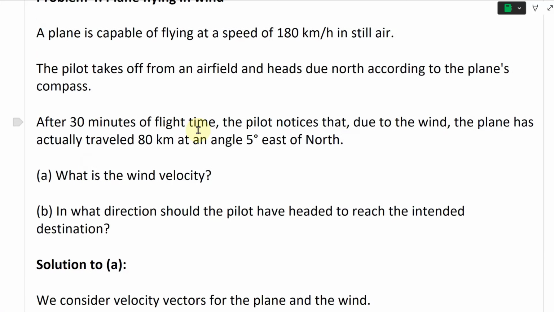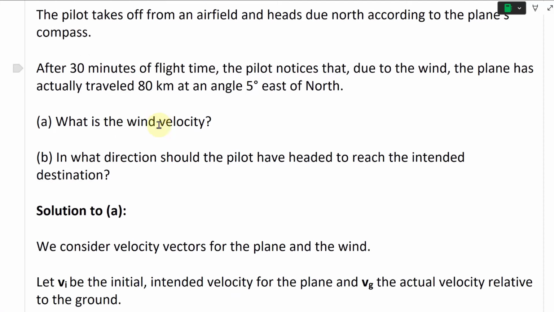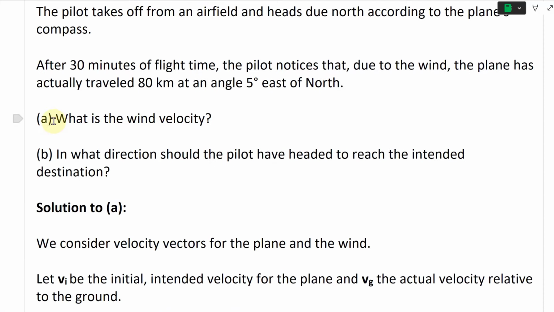After 30 minutes of flight time, the pilot notices that due to the wind, the plane has actually traveled 80 kilometers at an angle 5 degrees east of north. So it actually flies over here, 80 kilometers, 5 degrees from that over there. So we're asked a two-part question. Part A, what is the wind velocity? And B, in what direction should the pilot have headed to reach the intended destination?